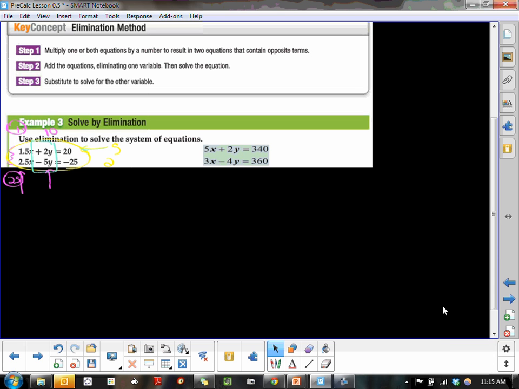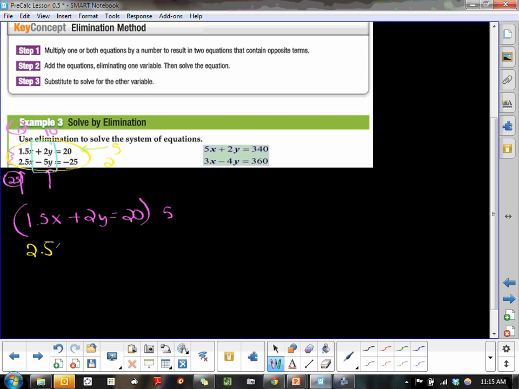So as I rewrite those, they'll show up a little bit better. 1.5x + 2y = 20, and I want to multiply that one times 5. The bottom equation, which is 2.5x - 5y = -25, I want to multiply by 2. As long as we multiply the top equation by the same value and the bottom equation by the same value, we create equivalent equations.